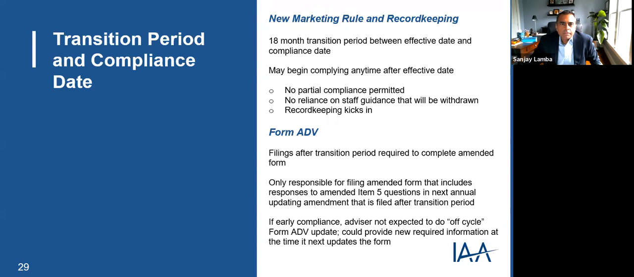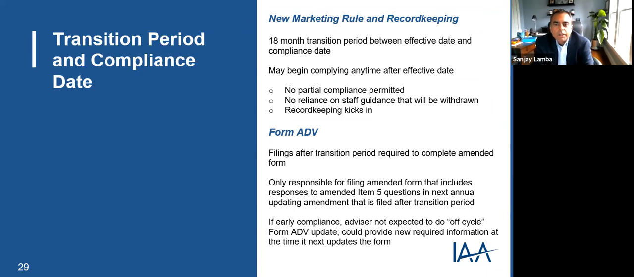Next slide, Megan, please. Okay, so let's talk about the transition period and wrap it up with some practical takeaways. The commission adopted an 18-month transition period. This will be between the effective date, which is going to be 60 days after it's published in the Federal Register, which has not happened yet. And so 18 months from that will be the compliance date. We were able to get confirmation from the SEC staff just this past week that for firms that want to begin complying anytime after the effective date, you are permitted to do that. So you don't have to wait to the compliance date.